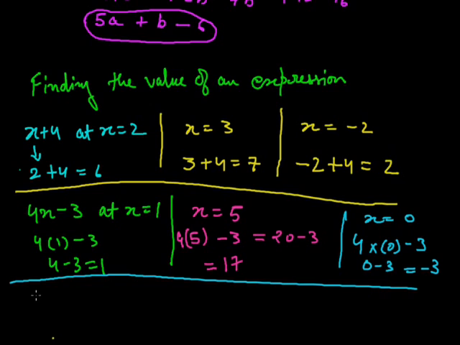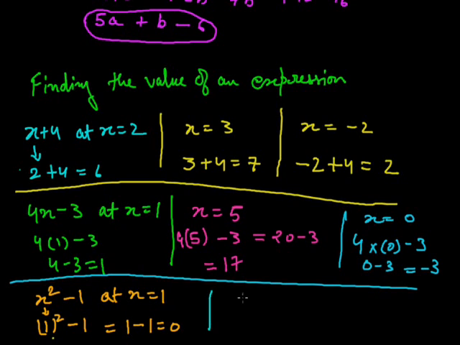Now if I have to find the value of x square minus 1 at x equals 1, I will put the value of x as 1, and square, minus 1. Now 1 square is 1 and minus 1 will be equal to 0. Similarly, if I have to find the value of the same expression, that is x square minus 1 at x equals 2, at the place of x I will put 2 square minus 1. So 2 square will be 4 and minus 1 will be equal to 3. So this is the answer.